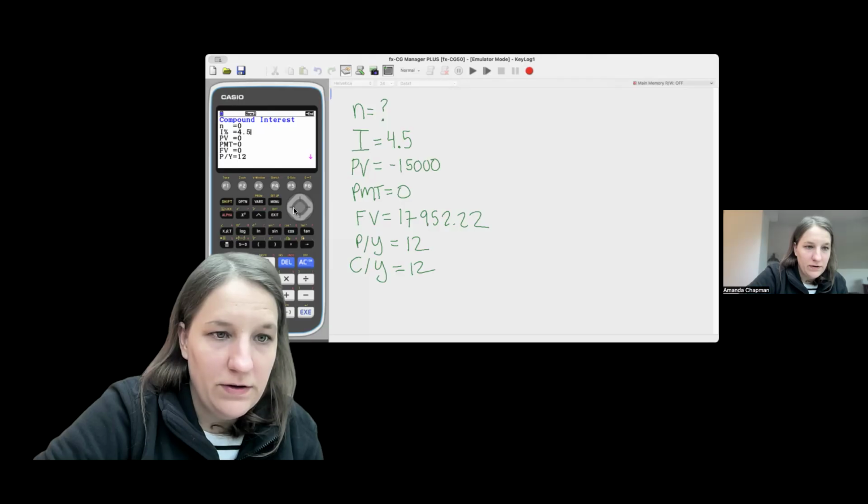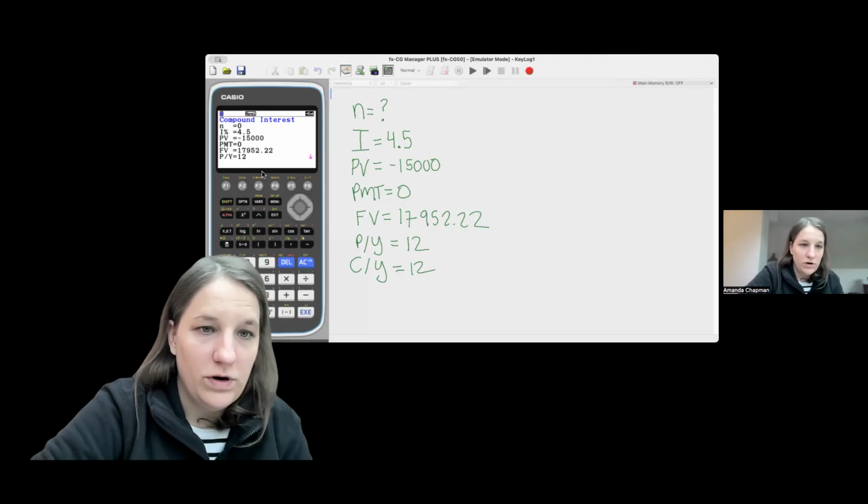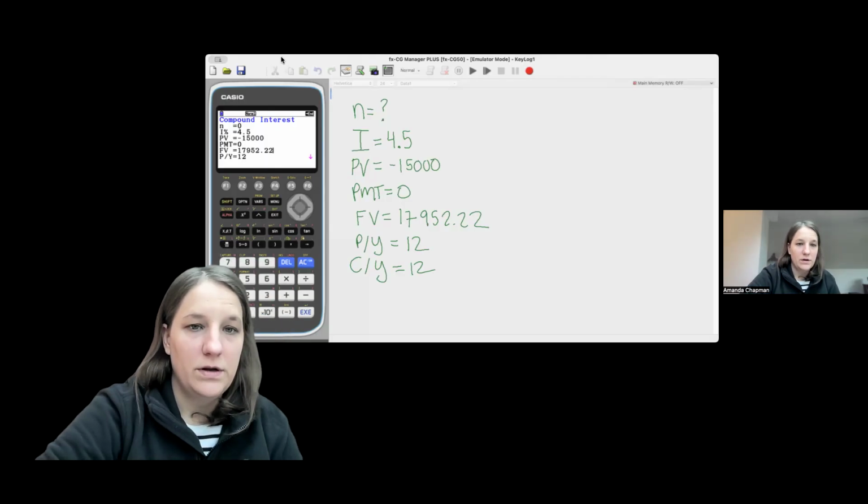The present value is minus 1500, enter. The payment we're leaving blank, the future value is going to be 17,952. And then these are 12. So 12 payments per year and 12 compounding periods per year. Yeah, I've got too many screens open. Okay, so we want to solve for n.